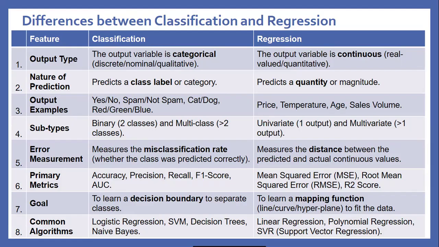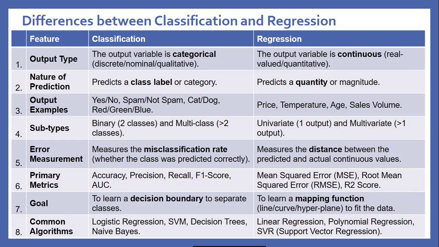Error measurement. In classification, we measure the classification rate, whether the class was predicted correctly. In regression, we measure the distance between the predicted and actual continuous value. Primary metrics in classification: accuracy, precision, recall, F1 score, AUC. In regression: mean squared error, root mean squared error, R2 score.